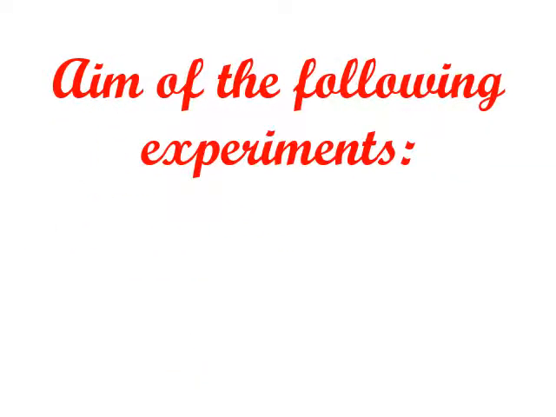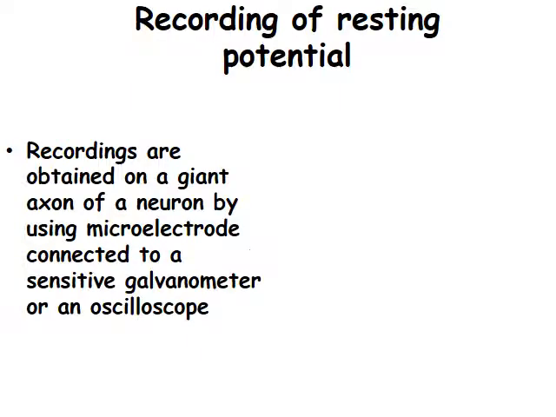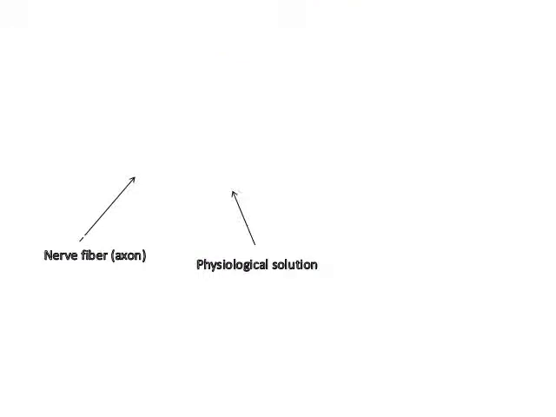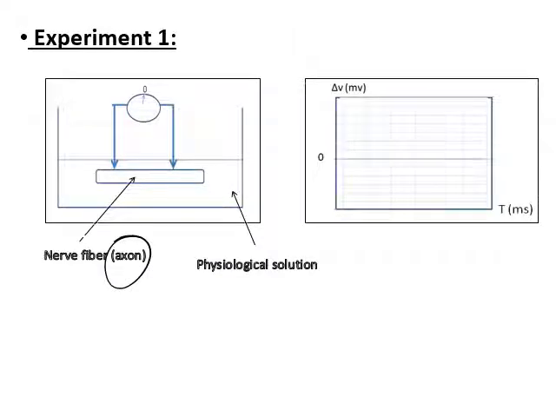The aim of the following experiments is to study the electrical state of a neuron at rest. Here we have recording of action potential. Recordings are obtained on a giant axon of a neuron by using microelectrodes connected to a galvanometer or an oscilloscope mainly. Here we have experiment number 1. We have a nerve fiber, the axon, and here we have physiological solution. And here we have the oscilloscope.